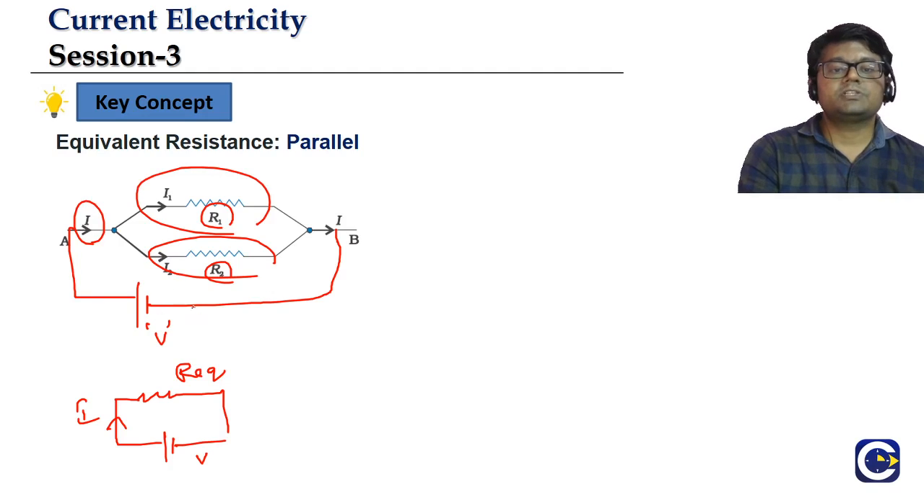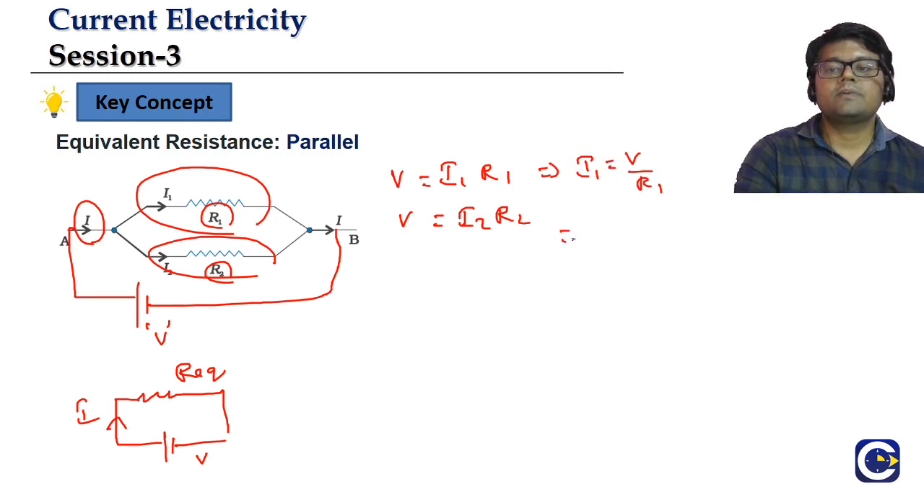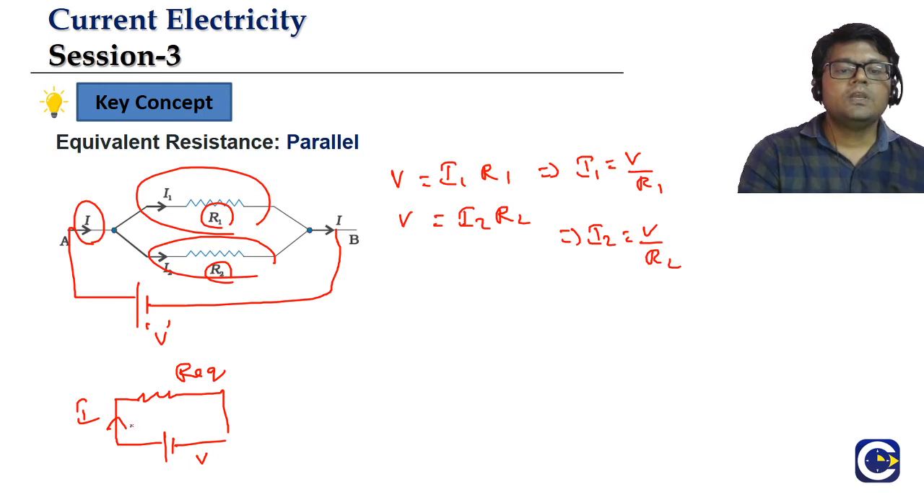The cell potential. Which means what? V will be equal to I1 R1. Same V will be equal to I2 R2 also. So from here, what is the I1 value? I1 will be equal to V by R1. What is the I2 value? V by R2. So current through resistor 1 is V by R1. Current through resistor 2 is V by R2. If you look at the equivalent resistance, the current through the equivalent resistance is what?